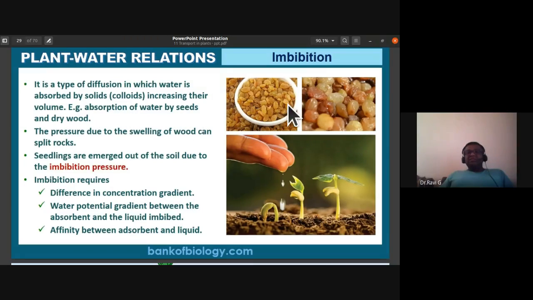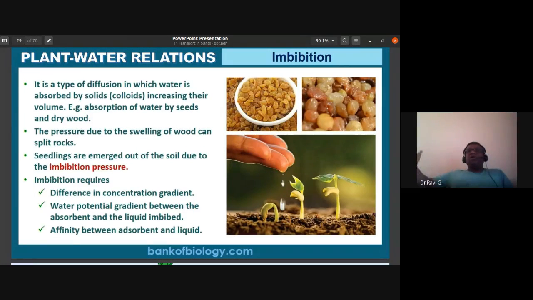Here they have taken these methi seeds, fenugreek, and you can see maximum imbibition after you have soaked them in water. You can notice the imbibed seeds, which are larger in size. The pressure due to the swelling of wood can split rocks, so absorption of water by seeds and dry wood.